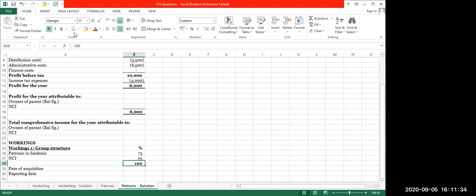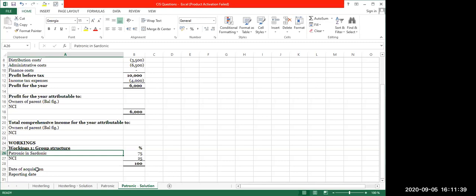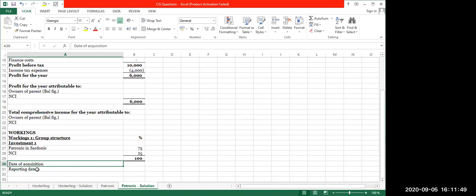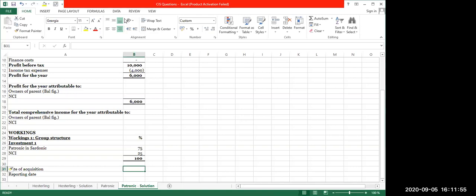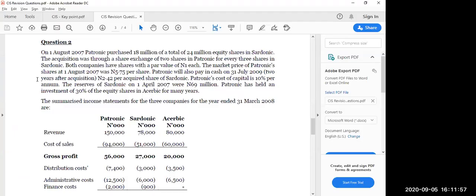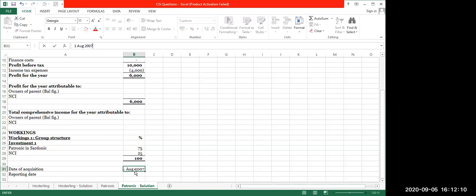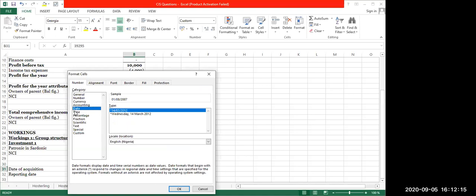Once we have done that, my people, the next thing is to check the date of acquisition. We have to be very careful because it may be an acquisition during the year. So in the question, the date of acquisition was 1st August 2007. I will just change that format to date. So it was 1st August 2007.